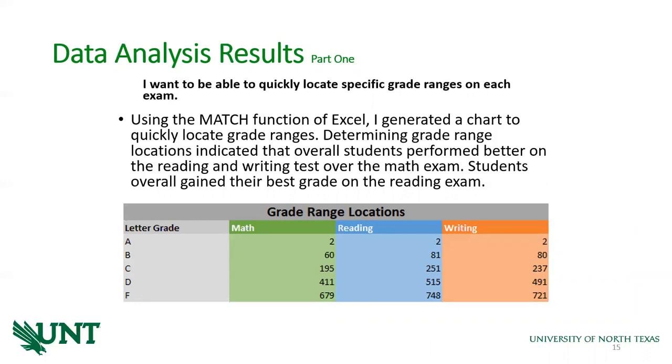But what I really like about this table is it gives you an immediate summary of how students did. You can see that the lower scores for math start earlier in the rows than reading and writing, which indicates that the students did actually worse on the math than the other two exams.